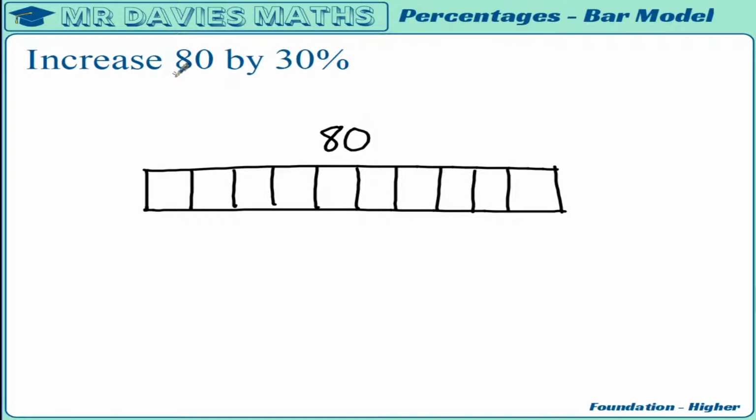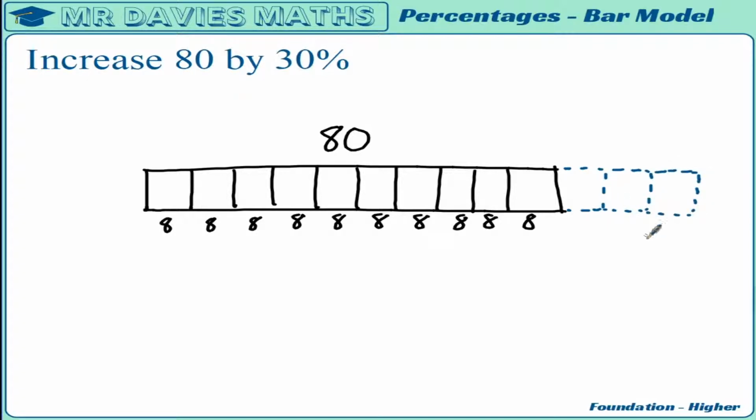So what I'm going to do is share this 80 into my 10 boxes, just like I do in every other question. So that's going to give me 8 in each box. Now the question with increase means add on. So I'm going to add on 3 extra boxes. 1, that's 10%, 2 would be 20%, and 3 would be 30%. So I've just added on 30% onto my bar, which means there's also going to be 8 in each of these boxes.